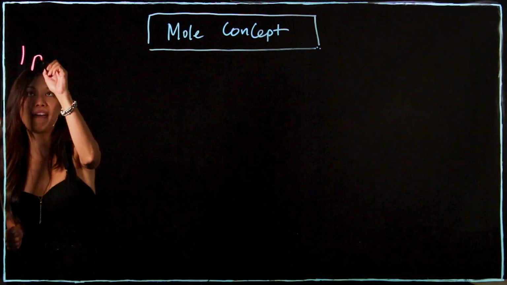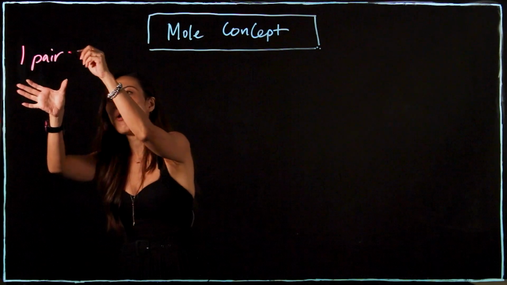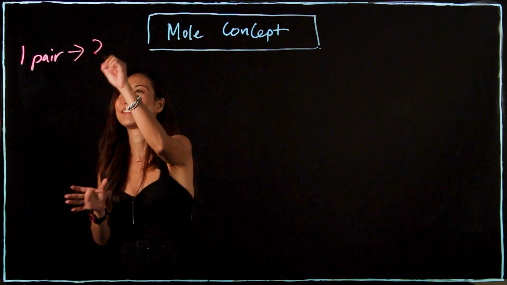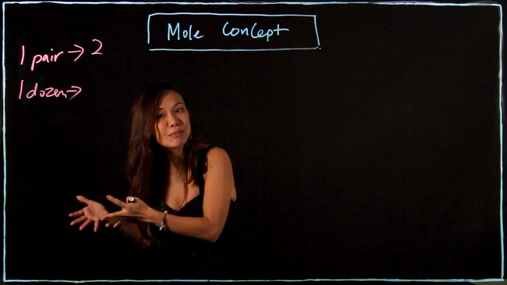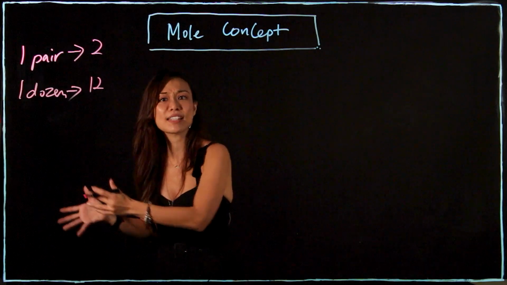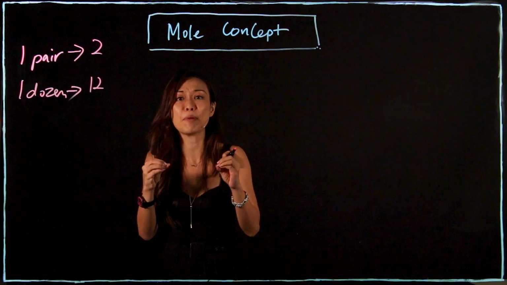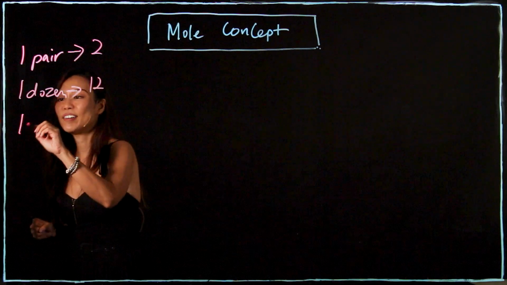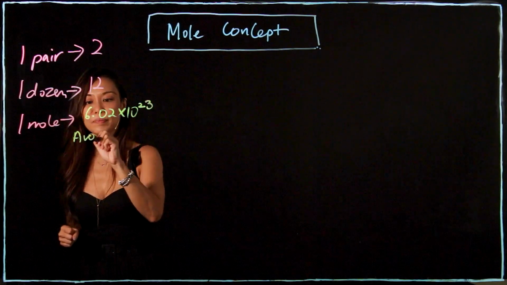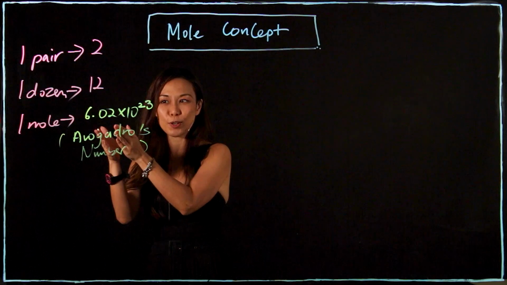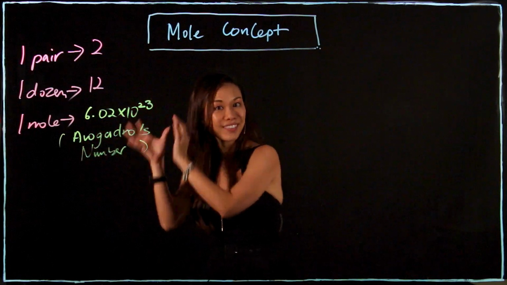Let's say I have a pair of shoes. If you look at the word pair, you always register the number 2. If I have a dozen of eggs, it means that I have 12. A dozen of donuts also means that I have 12. So what number represents mole then? Well, 1 mole actually represents 6.02 times 10 to the power of 23, and we call this Avogadro's number.